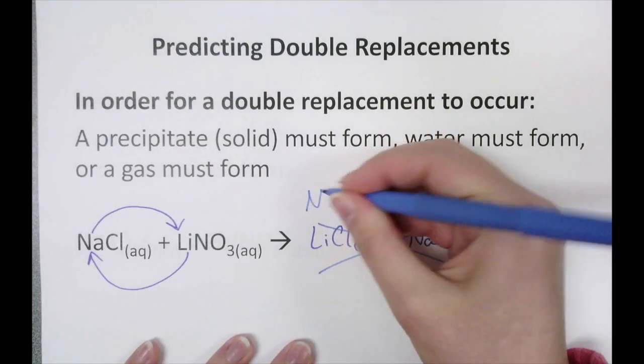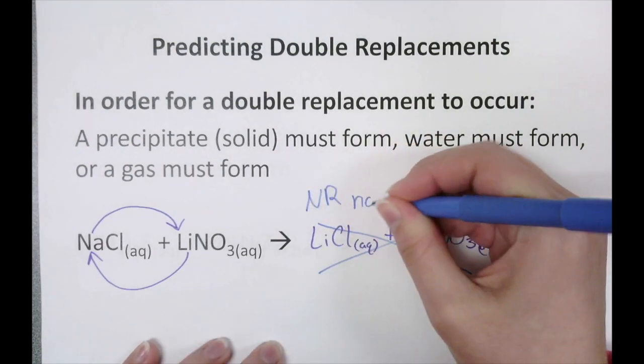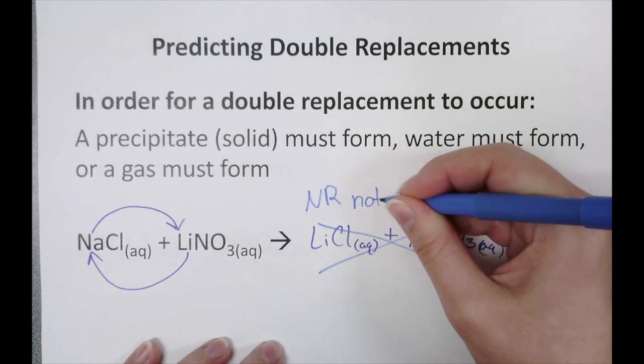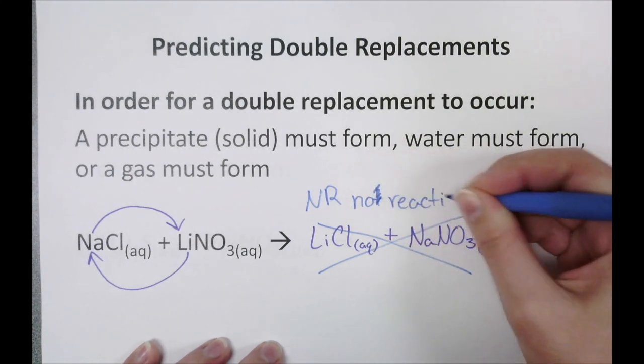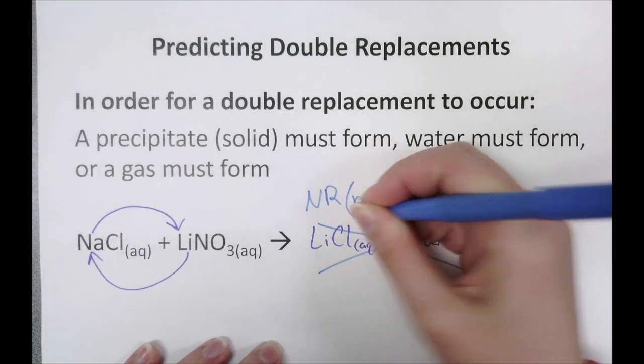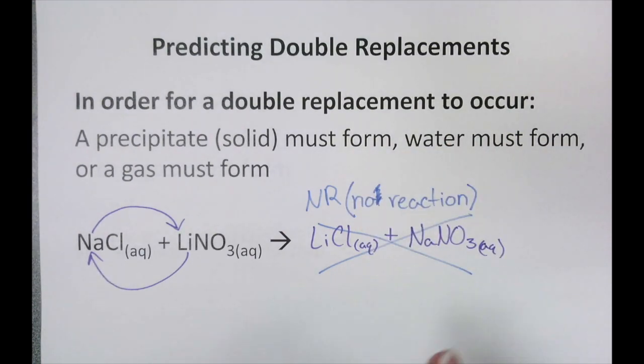What this means is this reaction will not occur. This is NR, no reaction. Because remember, in order for a double replacement reaction to take place, one of our products must be a solid, water, or a gas. Let's look at another example.